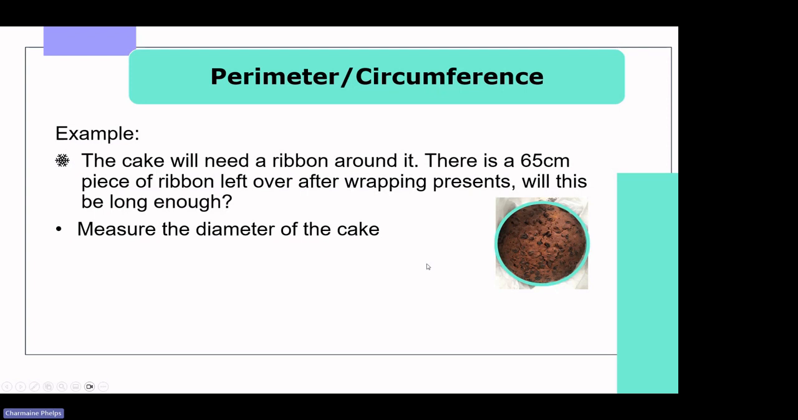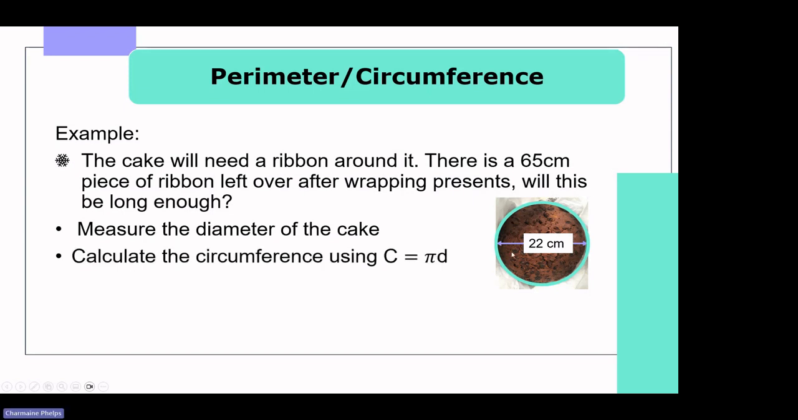The circumference of a circle is given by a formula, and the formula is pi d, pi times d. So I need to know what d is. That's the diameter of the cake. The diameter is 22 centimeters. I then substitute into the formula. For the purposes of now, I can use an approximation of pi, 3.142, but if you have a scientific calculator, you can get the exact value of pi. But 3.142 times 22 is 69.124 centimeters.